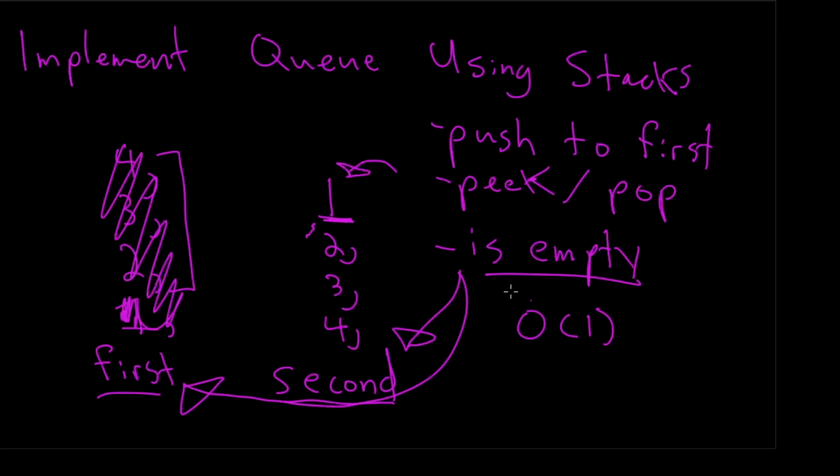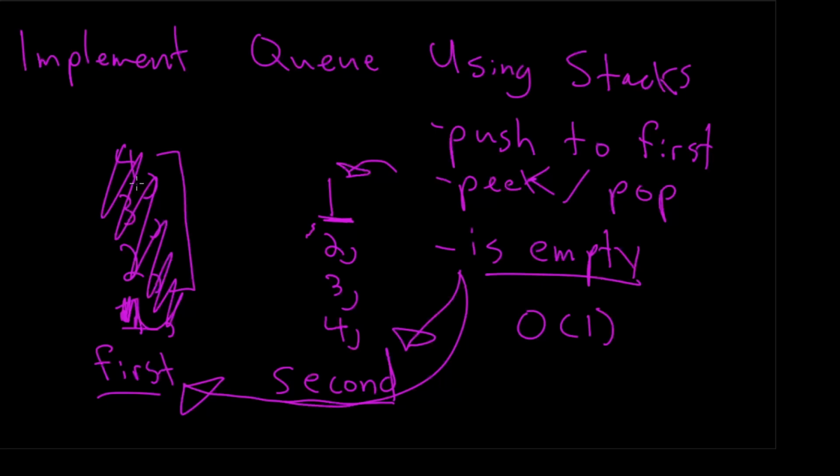The reason why we say amortized is because every once in a while, let's say we pushed a lot of values to our first array. Whenever we want to perform a peek or a pop, we're actually going to have to copy over all the elements, which will take O of n time. It's just that the more often we do this operation, the less likely it is to occur.